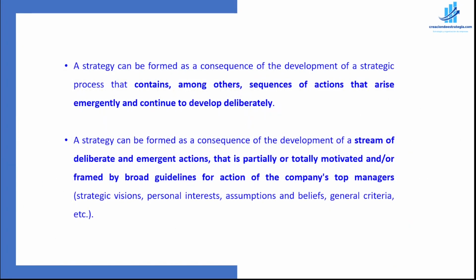Other examples of strategic processes composed of deliberate and emergent actions can be a strategy that is formed as a consequence of the development of a strategic process that contains, among others, sequences of actions that arise emergently and continue to develop deliberately. Or a strategy that is formed as a consequence of the development of a stream of deliberate and emergent actions that is partially or totally motivated and/or framed by broad guidelines for action of the company's top managers. These guidelines for action may include strategic visions, personal interests, assumptions and beliefs, general criteria, etc. of the company's top managers.